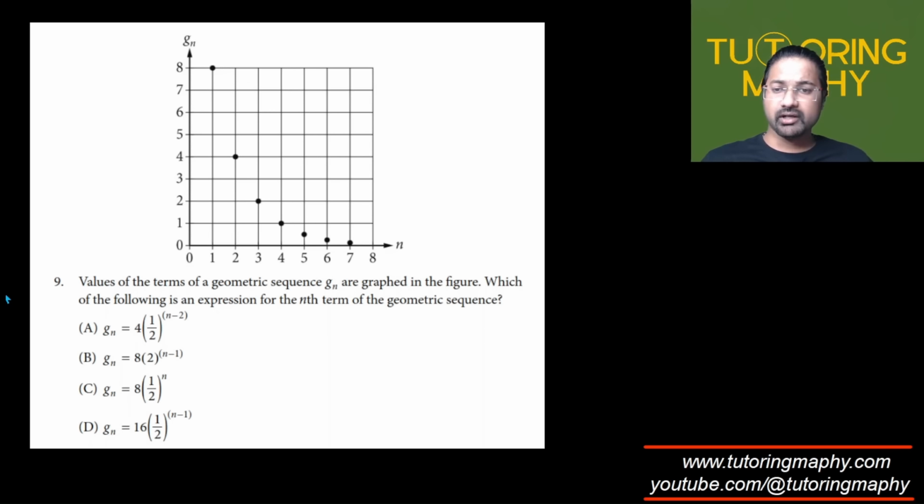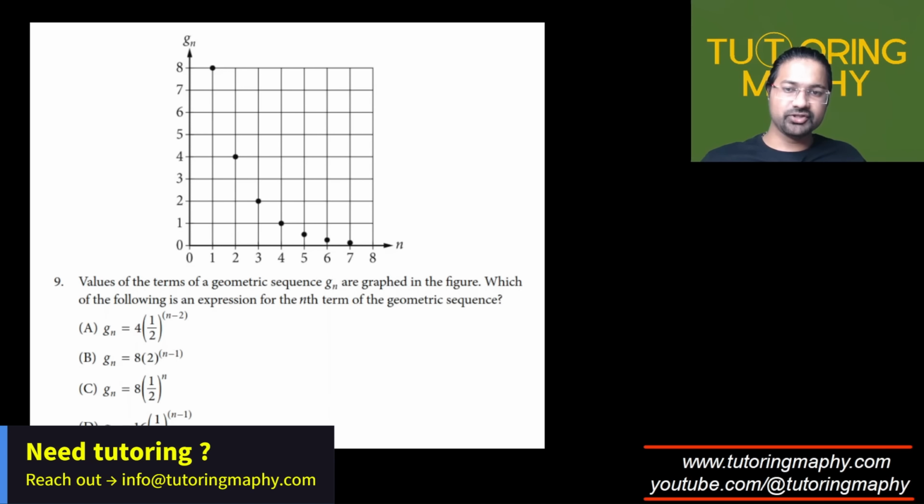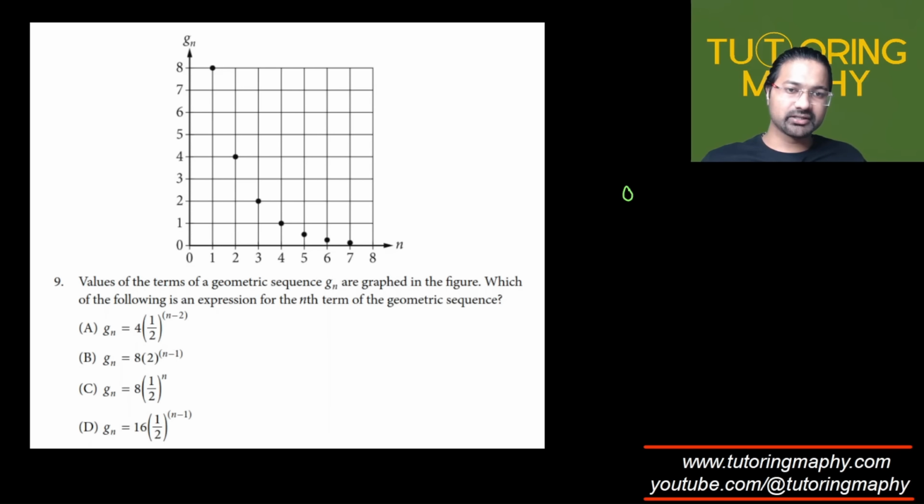The values of the terms of a geometric sequence G n are graphed over here. Which of the following is an expression for the nth term of the geometric sequence? For the nth term of the geometric sequence, I would need the first term and the common ratio. Okay, there are two ways to solve this.